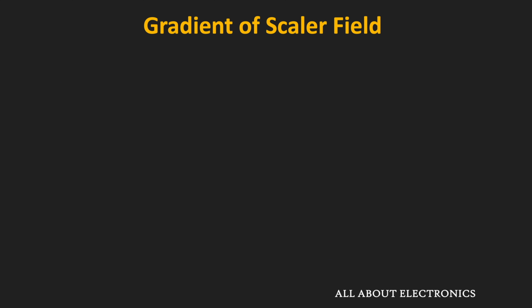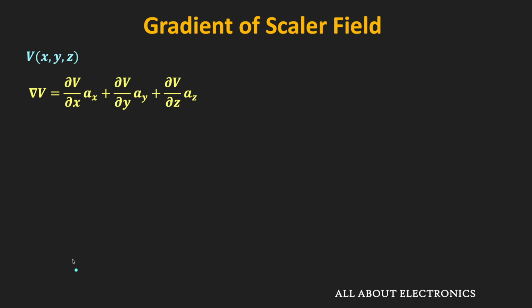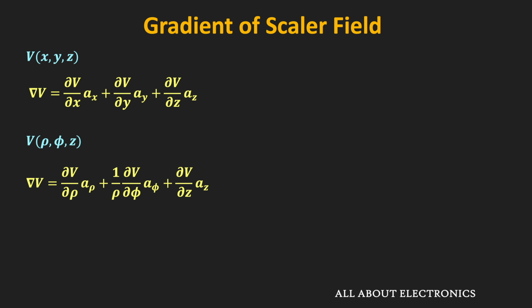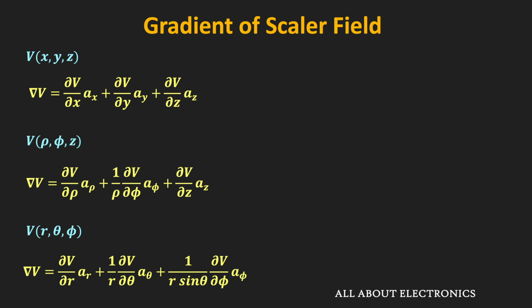Let's say V is a scalar field in the Cartesian coordinate system. Then the gradient of V can be defined as del V divided by del x times ax, plus del V divided by del y times ay. And similarly, the third term will be del V divided by del z times az. Similarly, if V is defined in the cylindrical coordinate system, then this is how the gradient of V can be defined. And likewise, this is the representation of the gradient in the spherical coordinate system.